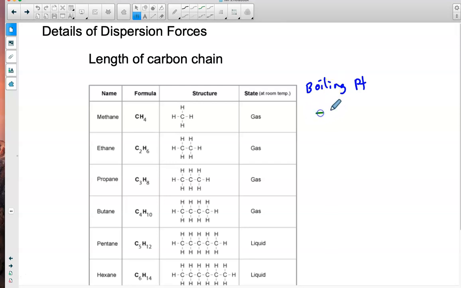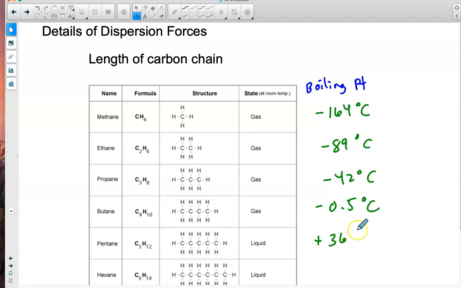For methane, the boiling point is negative 164 degrees C. Ethane, negative 89 degrees C. Propane, negative 42 degrees C. Butane, negative 0.5 degrees C. So those are all gases at room temperature. Finally, with pentane, we get up into the positive temperatures, and its boiling point is 36 degrees C, and hexane is 69 degrees C. So both of those are liquids at room temperature.